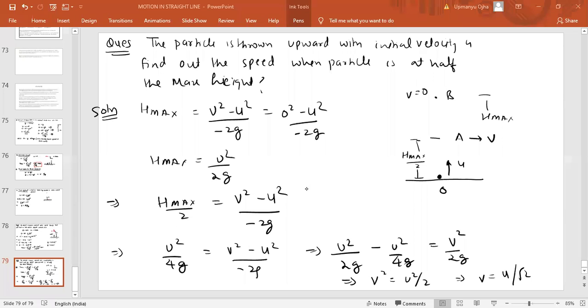H max by 2, which is the displacement of the particle, equal to v square, v square is the velocity at A, minus u square by minus 2g. And H max equal to u square by 2g. So we substitute the value here. So we get this equation, u square by 4g equal to v square minus u square by minus 2g. If you solve this, you'll get velocity at A equal to u by root 2.